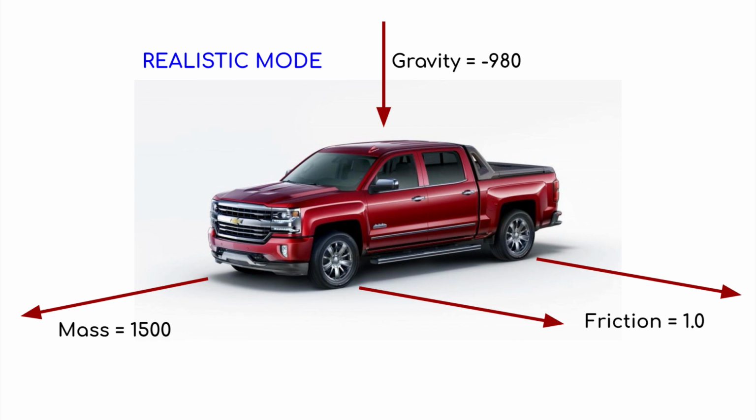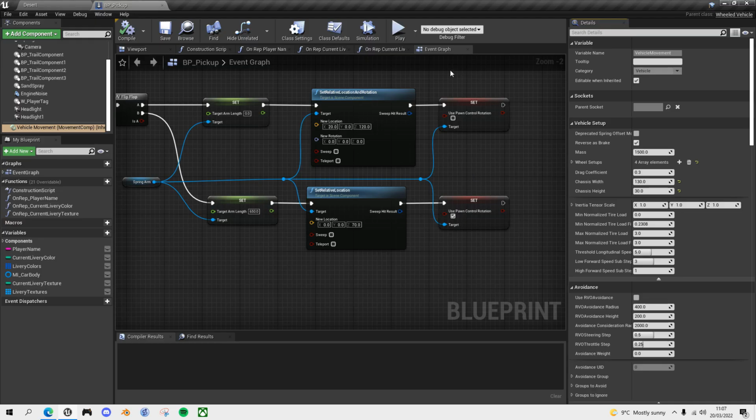So if we want to go for a more arcade feel, we probably want to lower the mass, increase the friction, and then adjust the gravity to make sure that it still sticks to the ground. So let's go back to Unreal Engine and have a look at those factors and where you find them. First of all, let's look at the friction.